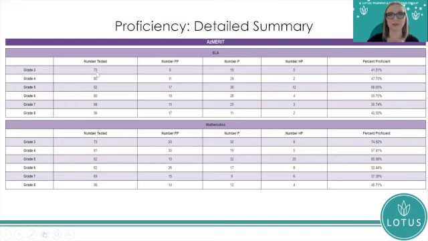This is where it tells you that in 3rd grade, there were 73 students tested. 8 of them are partially proficient. 19 of them are proficient. 5 of them are highly proficient. And the remainder are in the minimally proficient category.